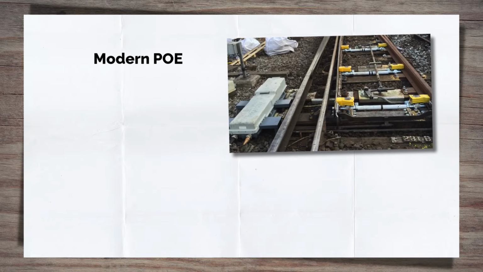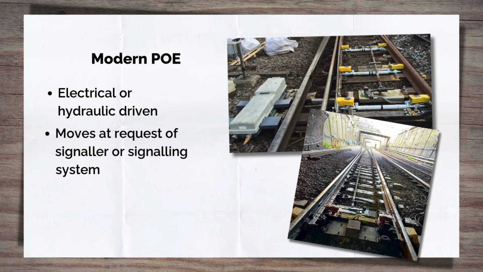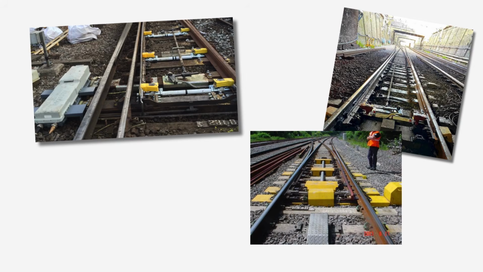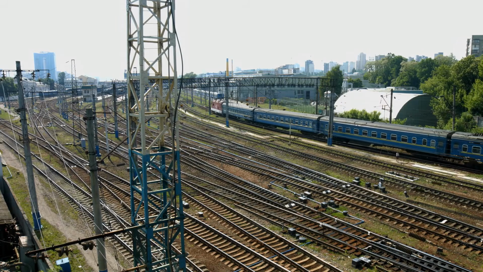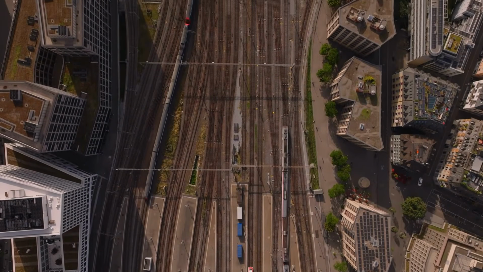The other more modern versions of POE involve some sort of motor or drive, be that electrical or hydraulic, that move the points at the request of the signaller or signalling system, along with some way of locking the points in position to allow trains to travel across the switches safely. Types include point machine, clamp lock, HPSS, high drive. It is through the POE and the sensors attached to it that these switches, and by extension the junctions, become integrated into the wider railway signalling and control system.